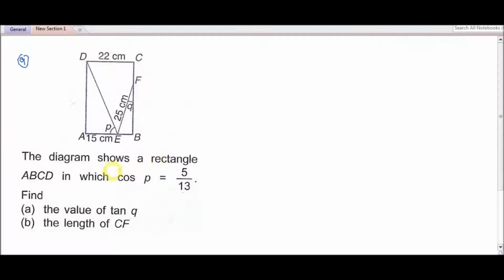The diagram shows a rectangle ABCD in which cosine P is equal to 5 over 13. Find the value of tangent Q. Okay, first you have to think what the things are that you need. Tangent Q. Q is over here. TOA. You need BE and you also need BF. We don't have the length for BE and BF.